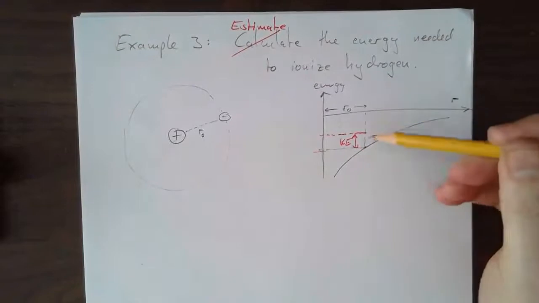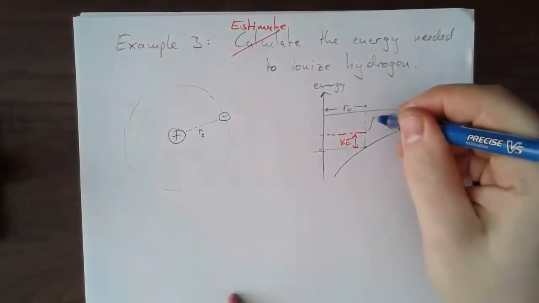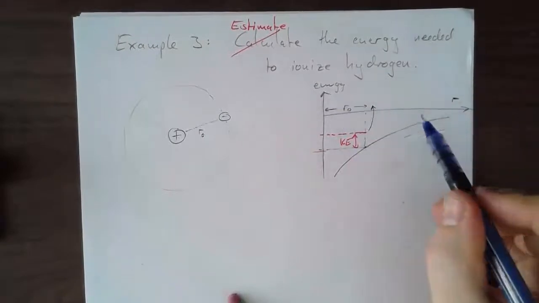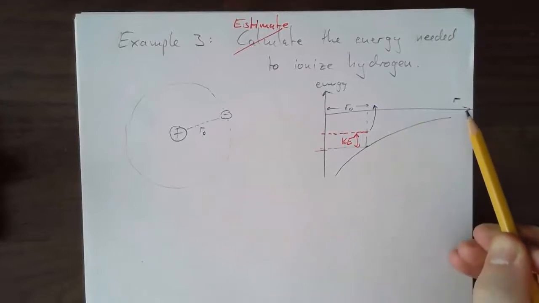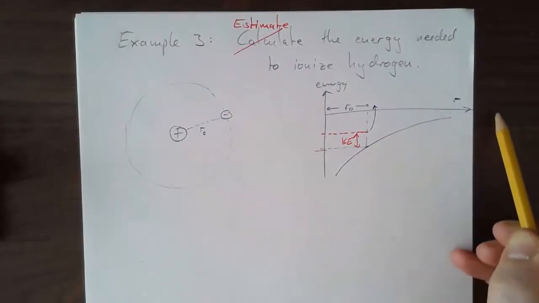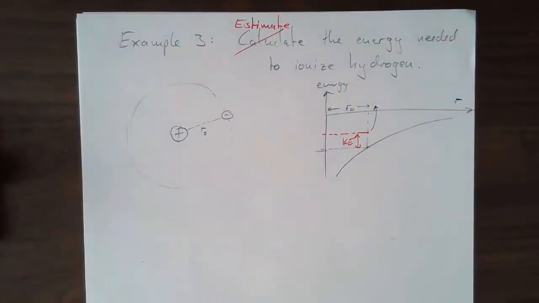So I want to know how much extra energy I need to add to this thing to take it to the positive energy land. Because if I get it there, that means it can fly away and never run out of energy as it goes further and further and further away from the proton in the middle.